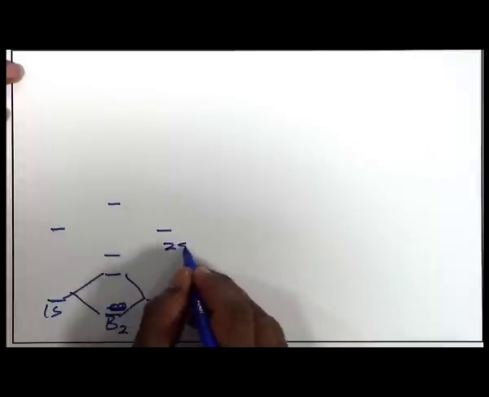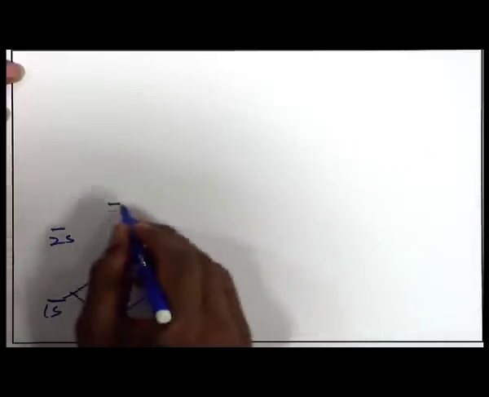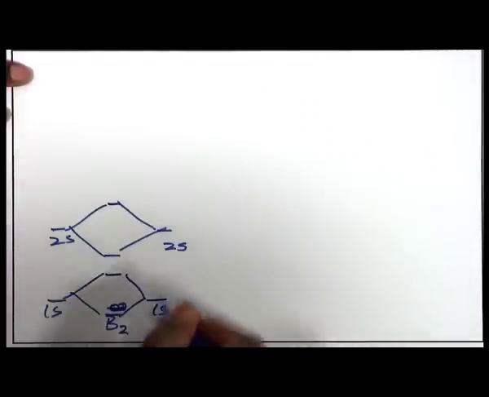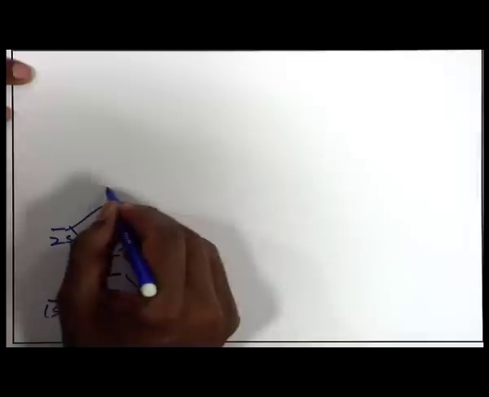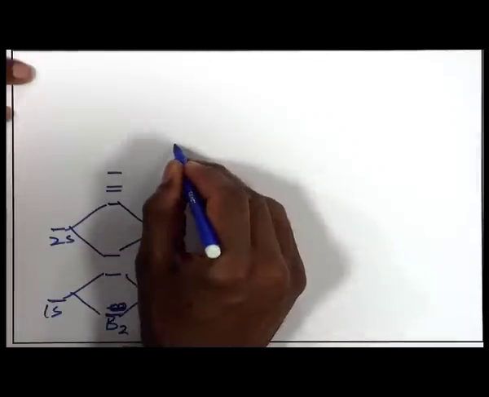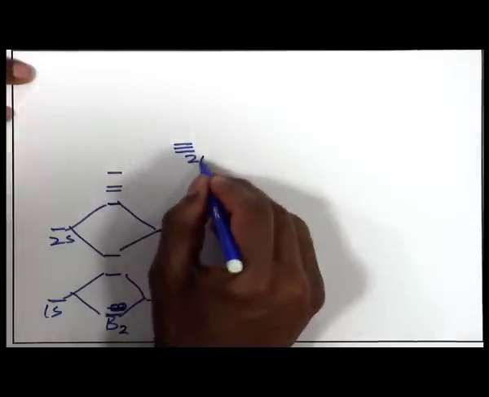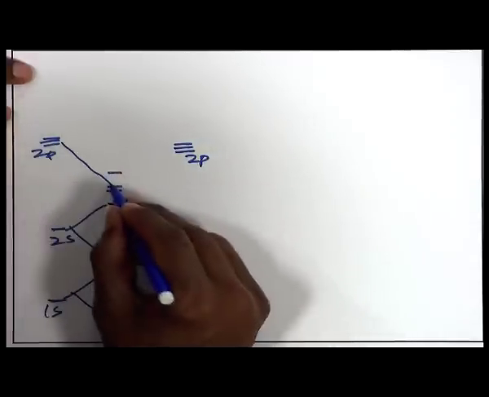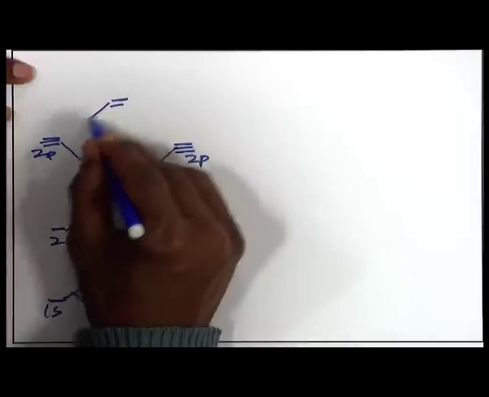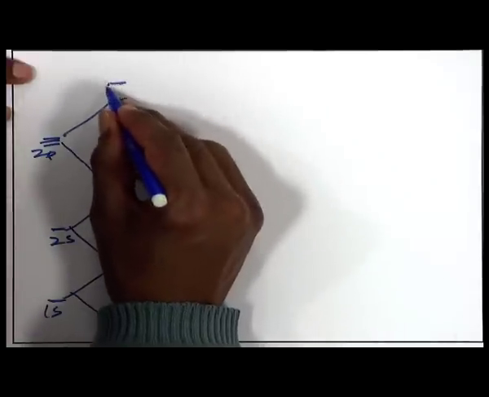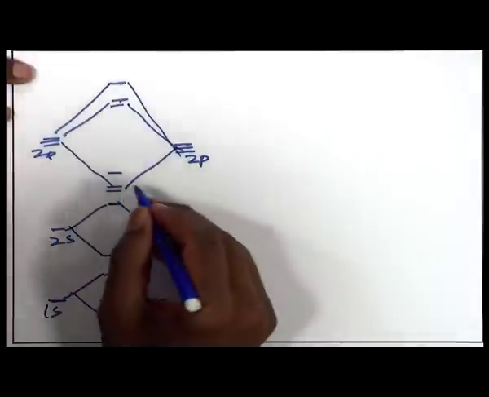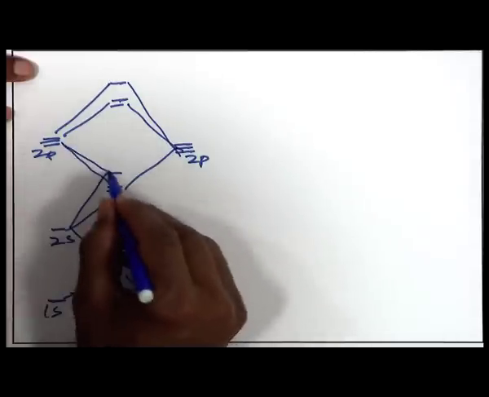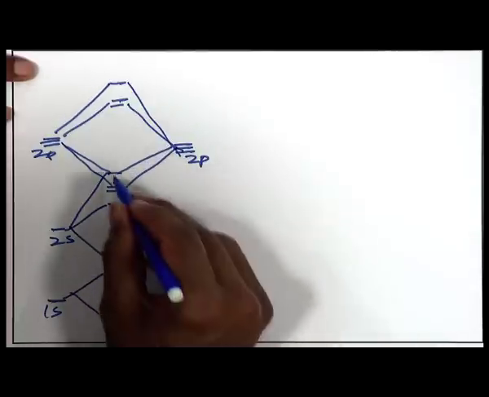On top of that you have the 2s orbital, 2s orbital, and then they interact, and because of mixing you have the lower energy pi orbital and then the sigma orbital. The contributing orbitals are the 2p orbitals. On top of that you have a pi orbital, then a sigma star orbital, and this is the pi star orbital. This one is a sigma orbital formed by the 2s orbital as well as the 2p orbital. You have to show the diagram there.